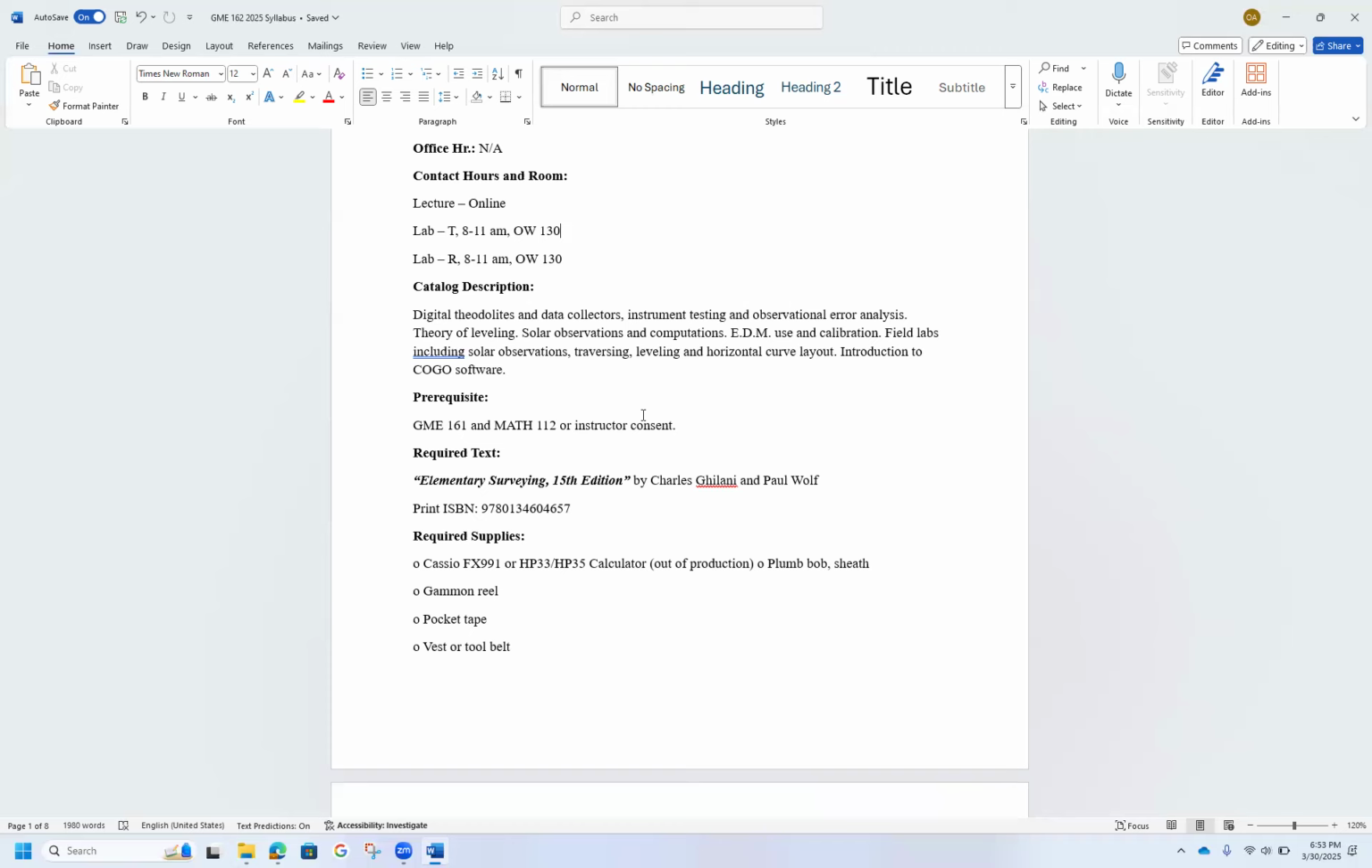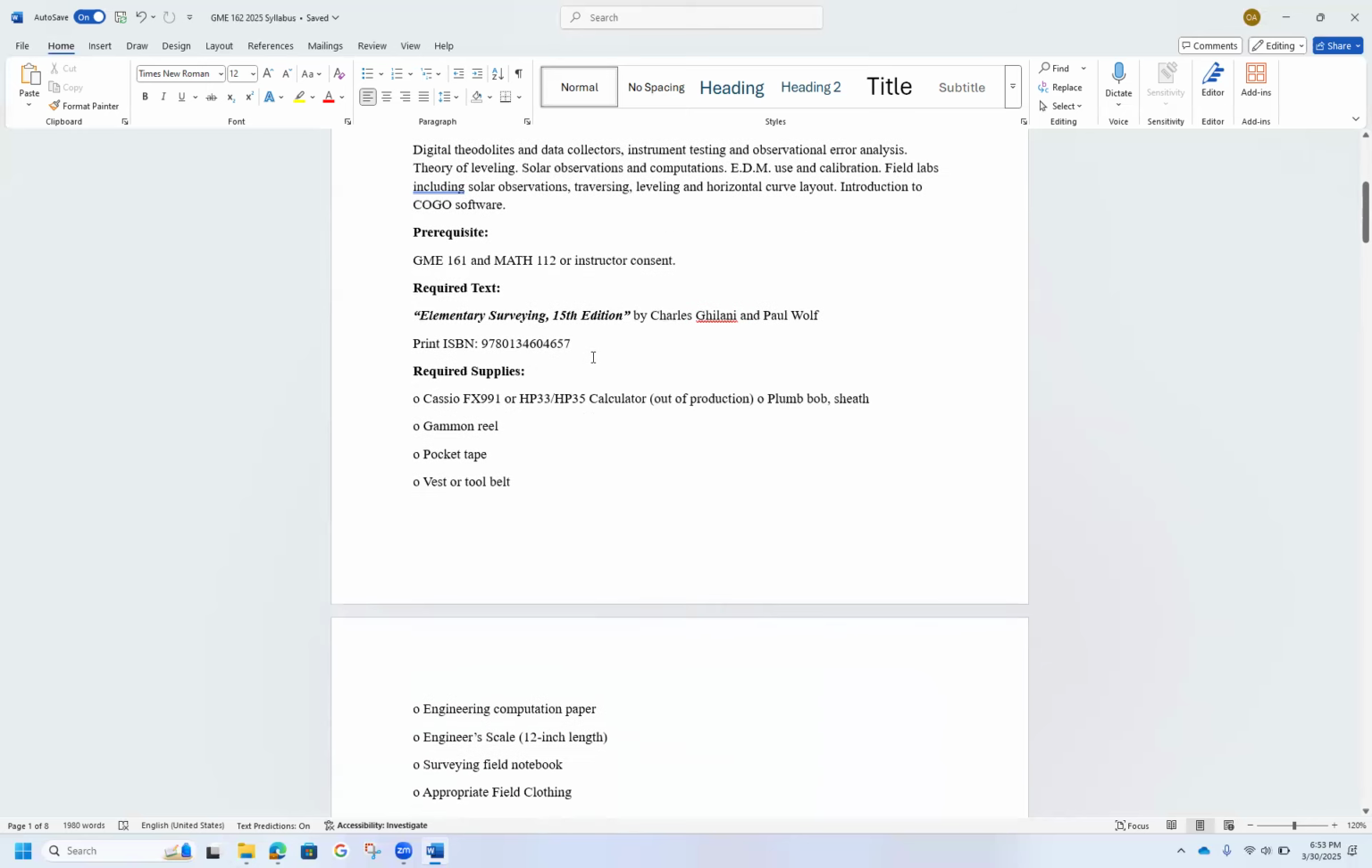The prerequisite, again, is 161 and Math 112, or if the instructor consented to it. The required text is going to be Elementary Surveying, 15th edition.